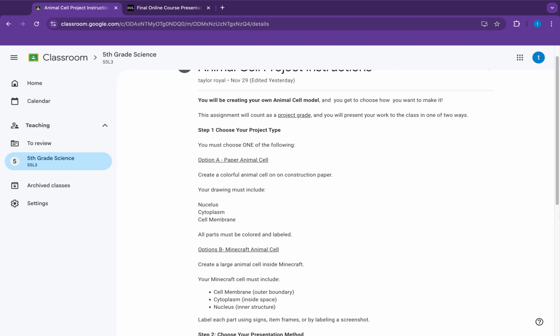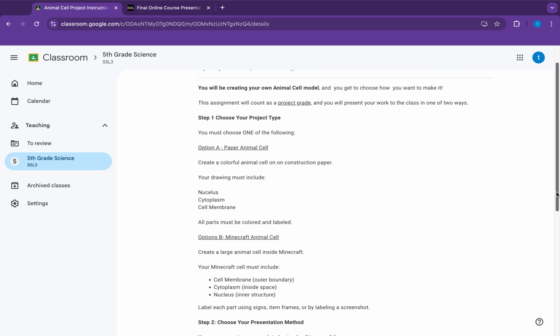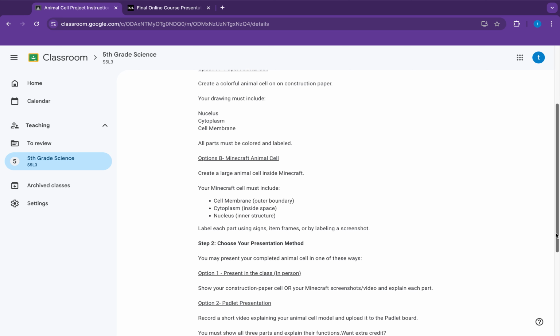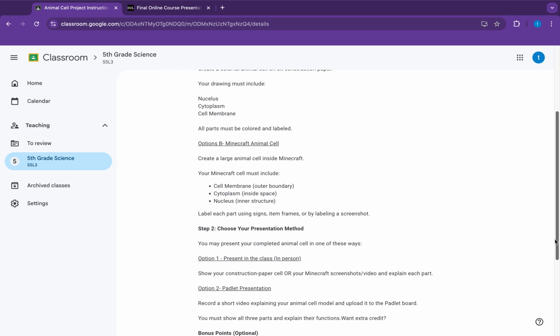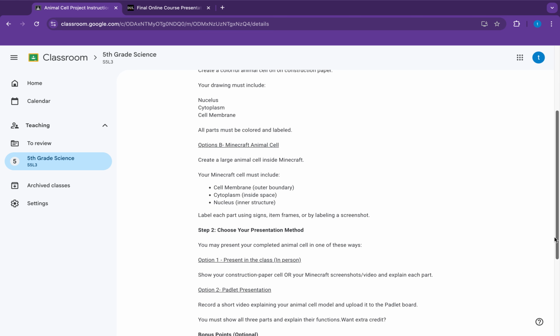Option B, Minecraft animal cell. You create a large animal cell inside of Minecraft. Your cell must include the cell membrane on an outer boundary, the cytoplasm on an inside space, and the nucleus in the inner structure.